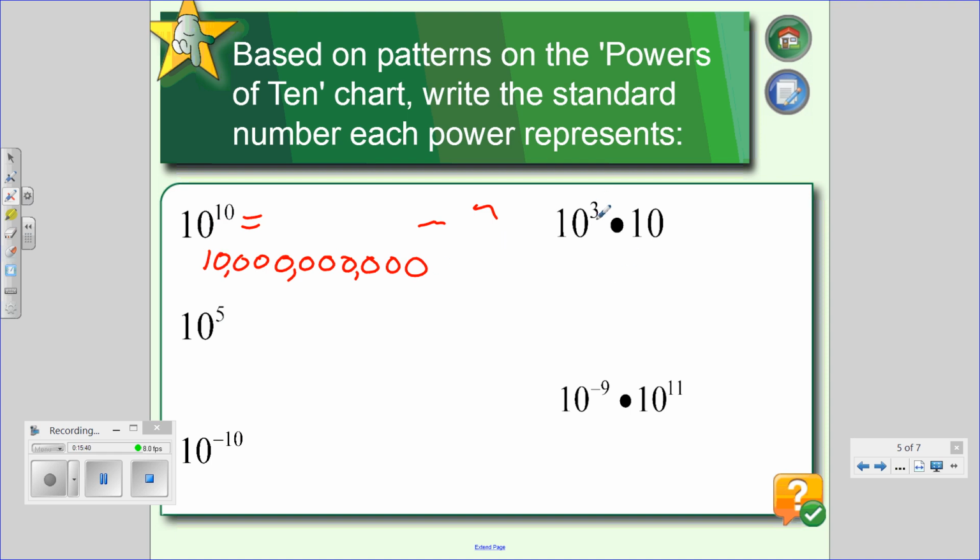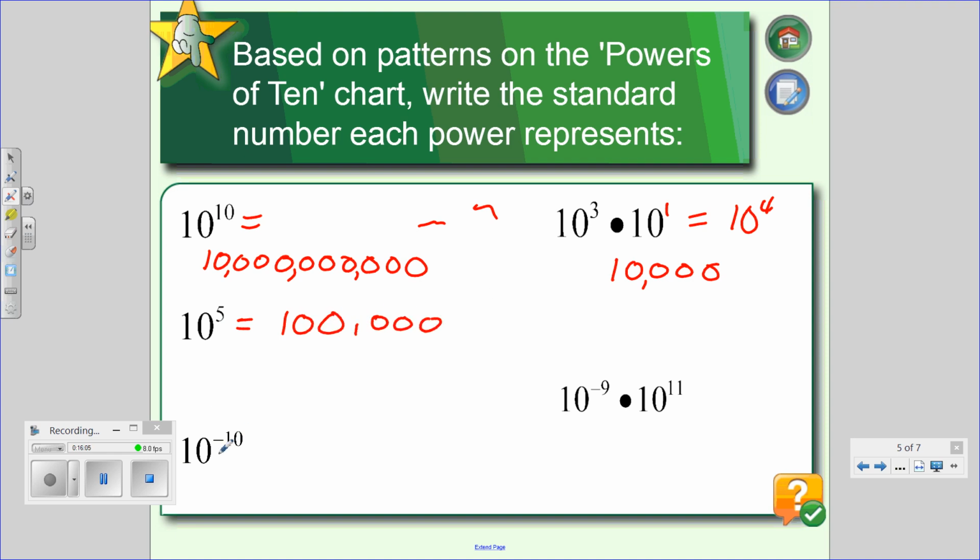Now let's break out the product rule on this. What would be 10 to the third times another 10? So 10 to the third times one more 10 would be 10 to the fourth power, and that one is on our chart. That would be a 1 with 1, 2, 3, 4 zeros, which would be 10,000. Okay, what about 10 to the fifth? Well, let's just level that one up one more place value, one more zero, which would be 100,000.